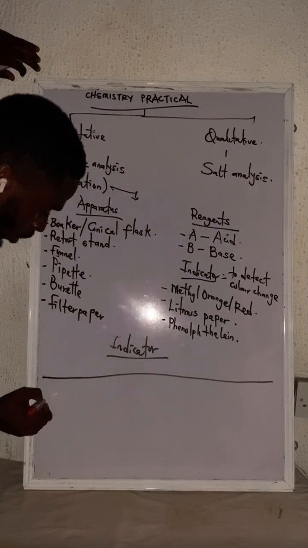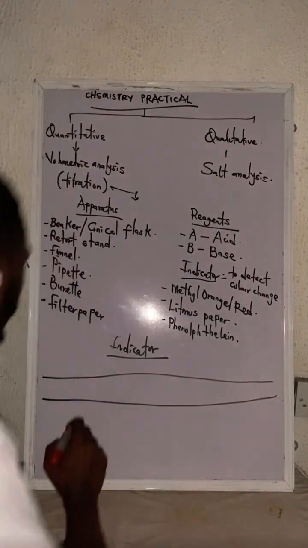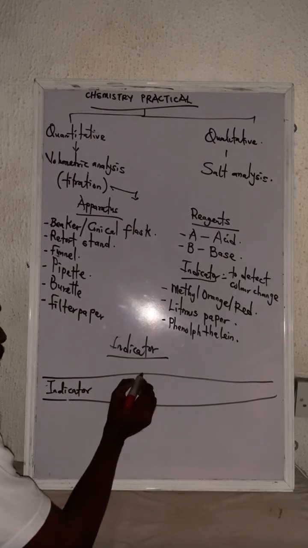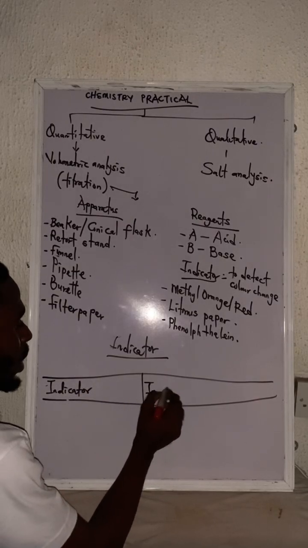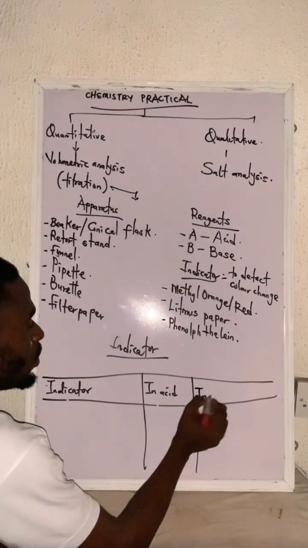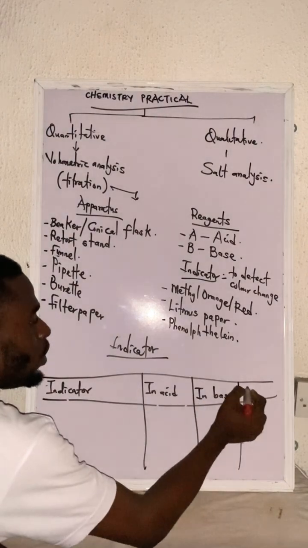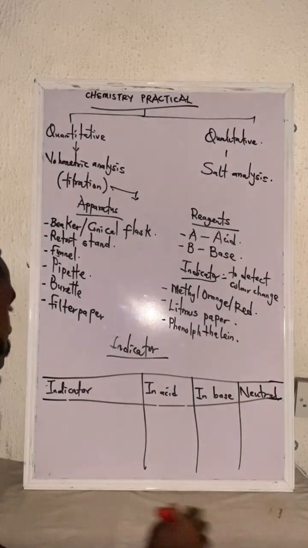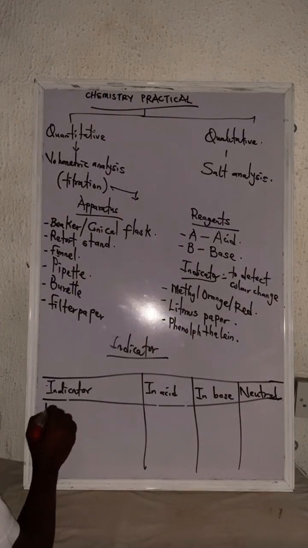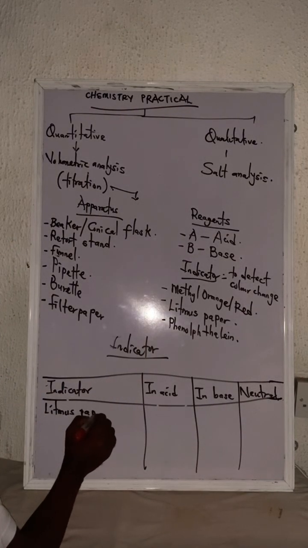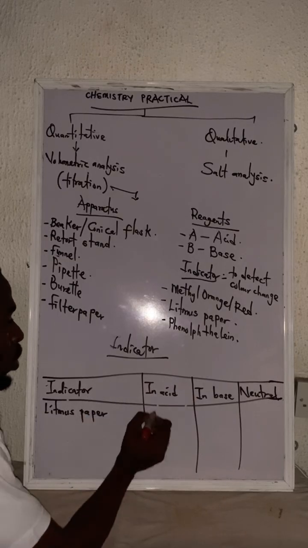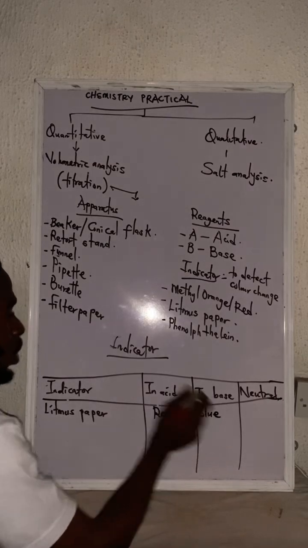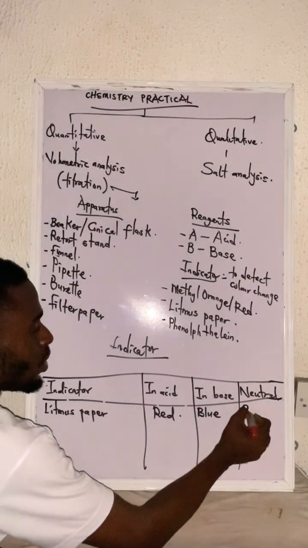Let's say we have a table. In this table, we have our indicator. After the indicator, what will be the color change in an acid? What will be the color change in a base? What will be the color change at the neutral point? Neutral point means at the end of the reaction. Do you understand? So for the indicator, let's do litmus paper. If you put litmus paper in an acid, you always have the color red. If you put litmus paper in the base, you always have the color blue. If you put litmus paper at the end of the reaction, what will the color change to?